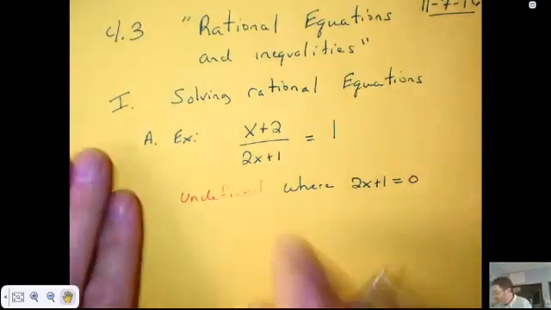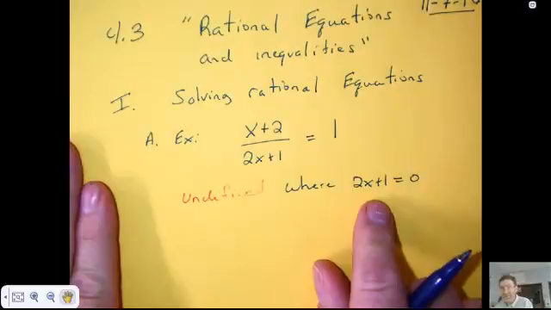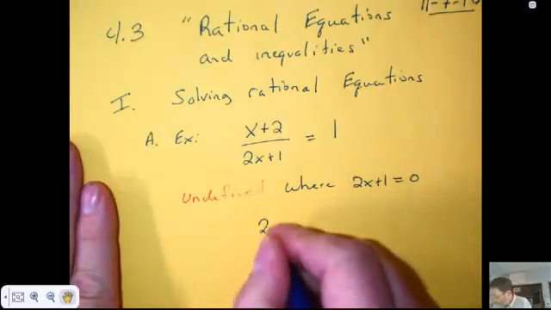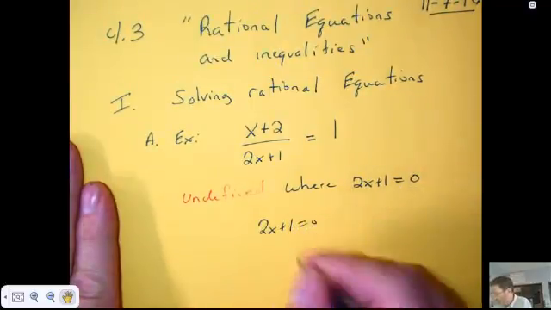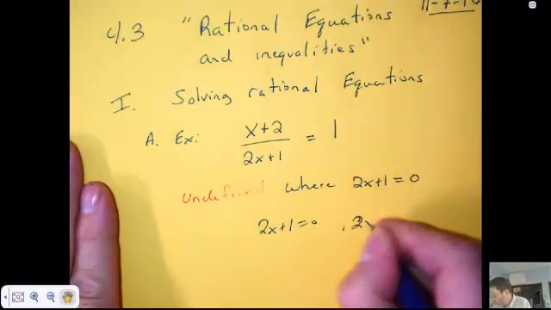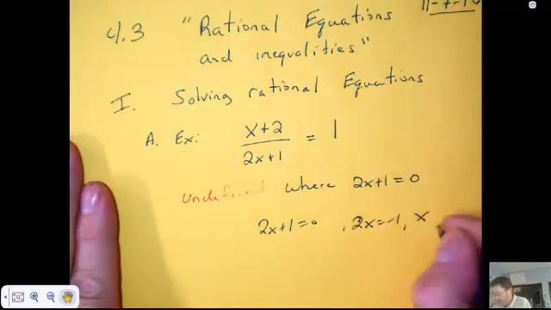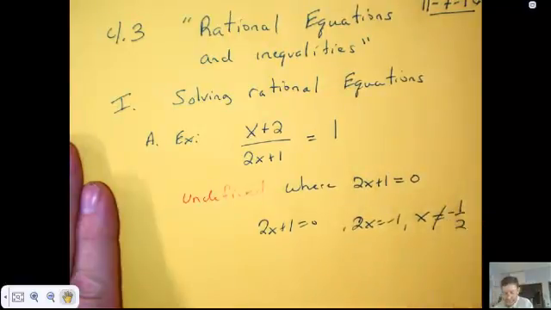So that means that if we solve this, 2x plus 1 would be 0, so 2x is negative 1, so x is negative a half. So we know that x cannot be negative a half.